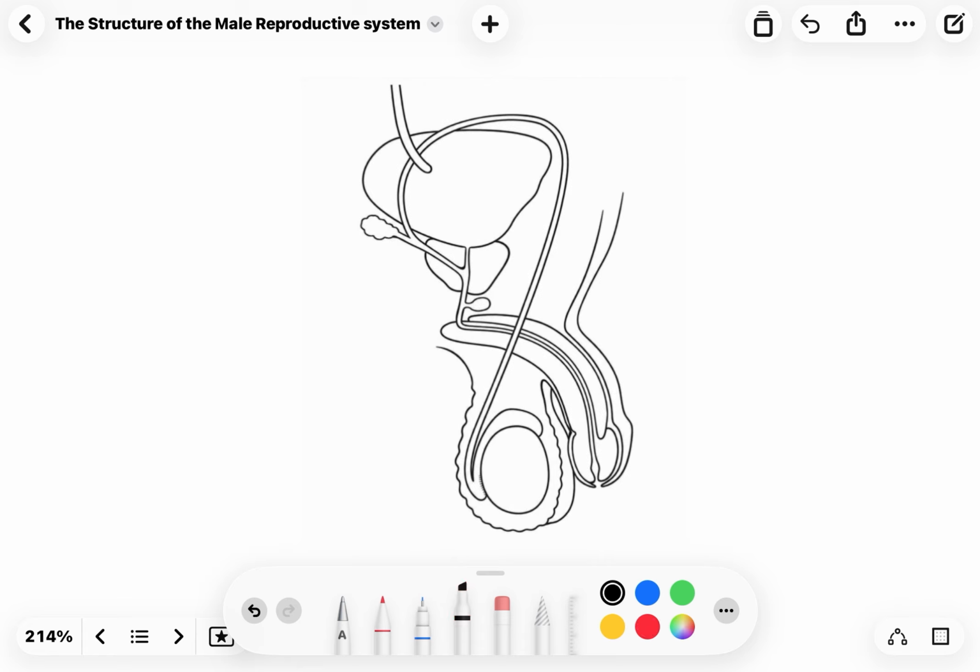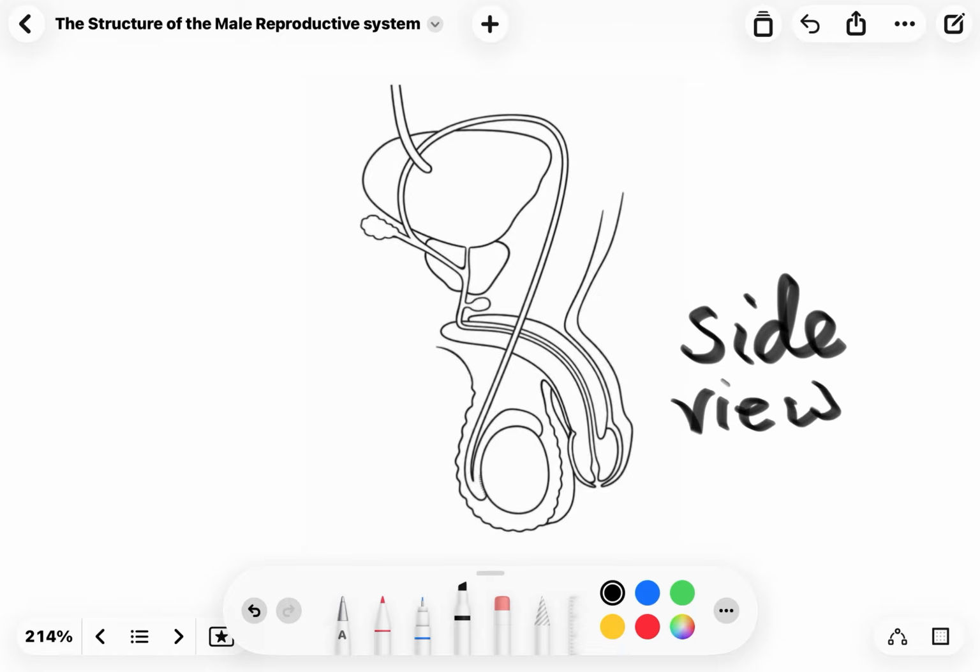In front of us here, we have a diagram that's showing the side view of the male reproductive system. But before we look at this system in detail, let us look at a simple overview of the male reproductive system. The male reproductive system consists of a pair of testes, and this would be one of them. And the other one would be on the other side.